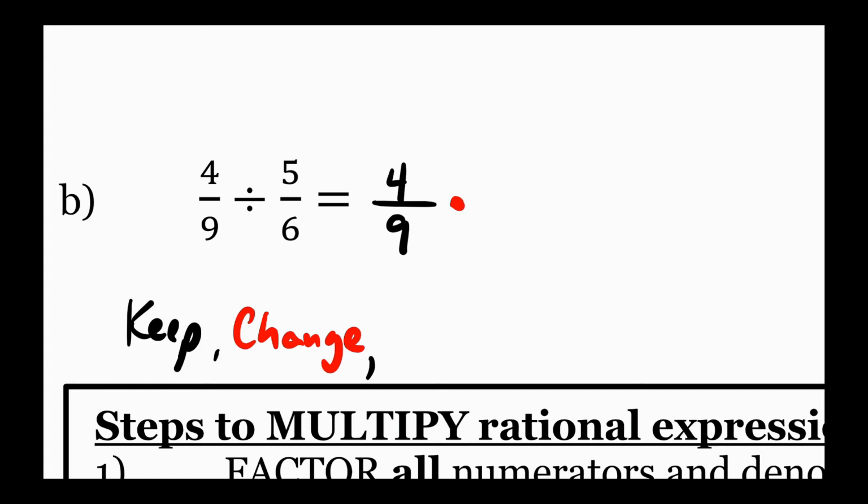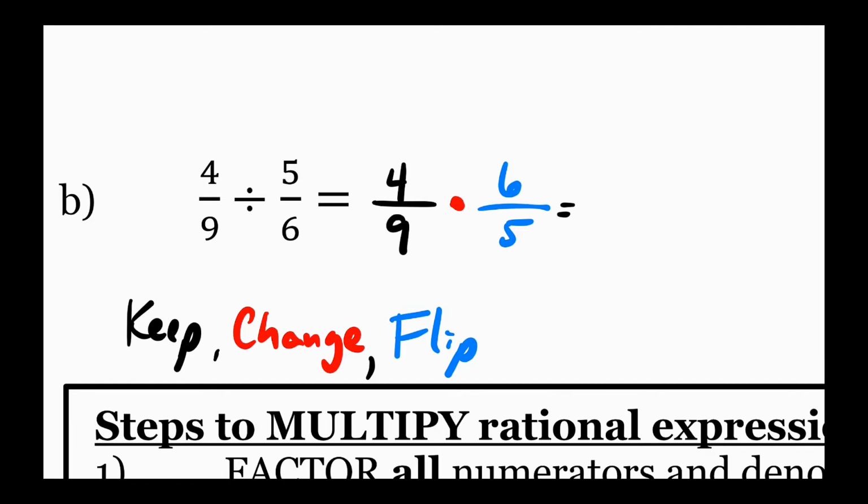The last step is flip. What are we going to flip? We're going to flip the second fraction. So instead of 5/6, it's going to be 6 over 5. It's called the reciprocal. If I flip a fraction, or any number, it's always called a reciprocal. Okay, keep, change, flip. Another way of saying it is multiply by the reciprocal. Multiplying by the reciprocal.